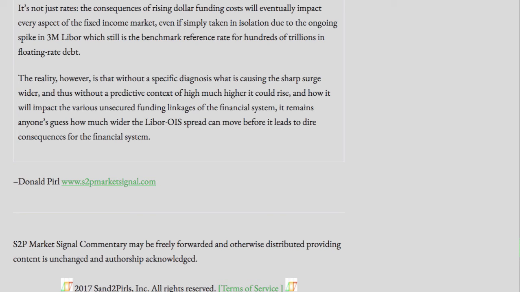The reality, however, is that without a specific diagnosis, what is causing the sharp surge wider, and thus without a predictive context of how much higher it could rise, and how it will impact the various unsecured funding linkages of the financial system, it remains anyone's guess how much wider the LIBOR-OIS spread can move before it leads to dire consequences for the financial system.